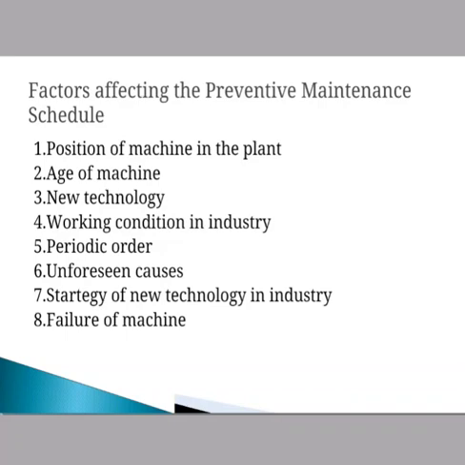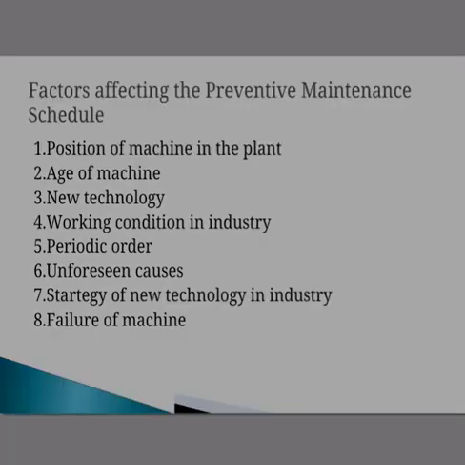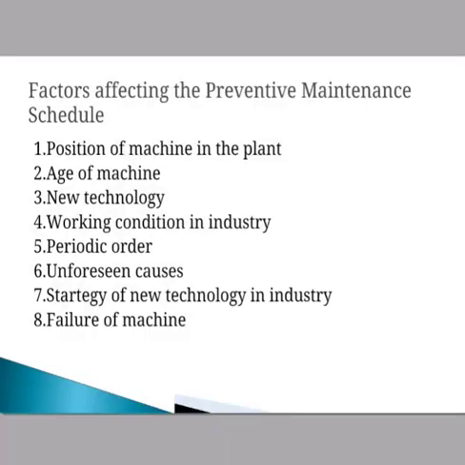This will be very harmful to the machine, and the working condition will directly affect the maintenance schedule of the motor or machines. Then the next one is the periodic order. Some industries have orders of production in a particular period of time, in terms of months, so we have to complete the work in that period. It is very important, so it will directly affect the maintenance schedule of the system.